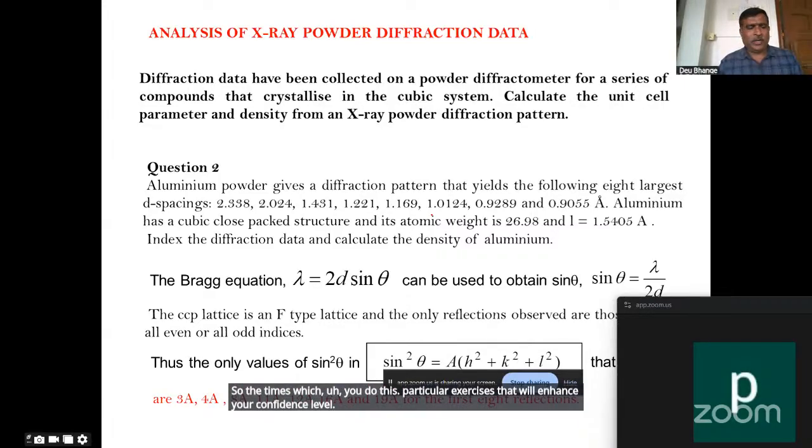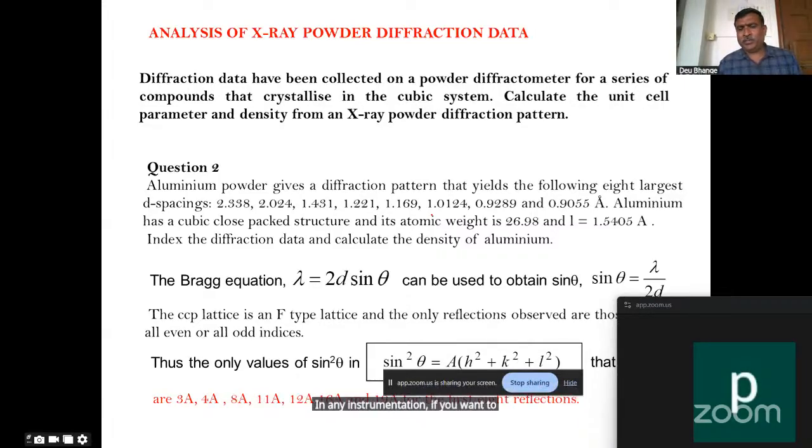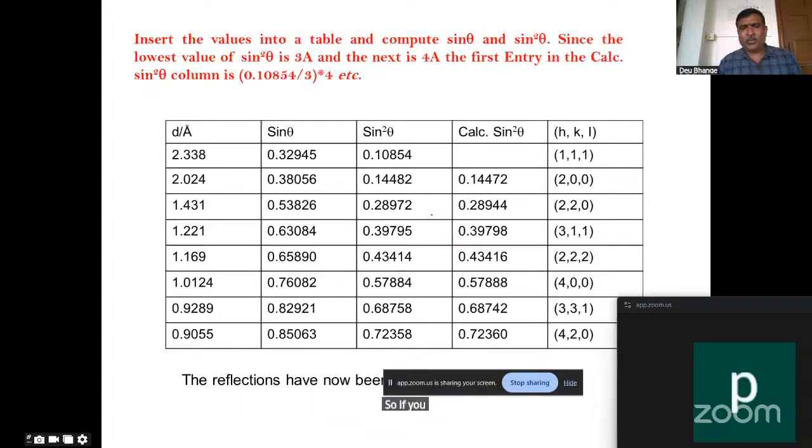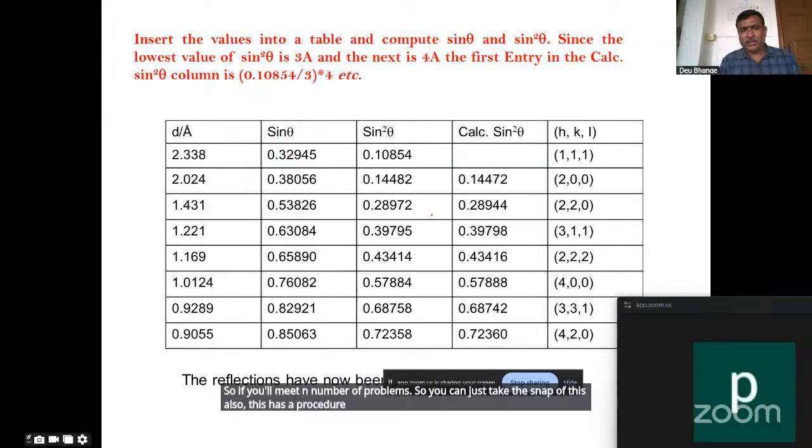In any instrumentation, if you want to train expertise, the only thing that will make you an expert is your exercising or practicing. So if you meet n number of problems, you can just take a snap of this also. This has a procedure of indexing in a simple manner.